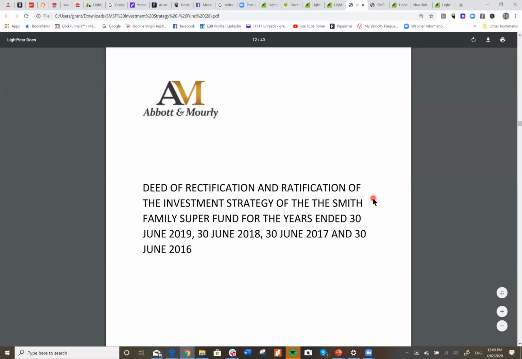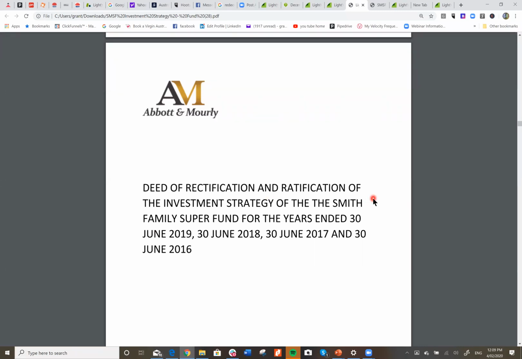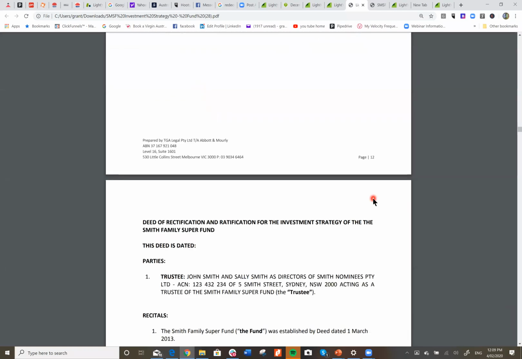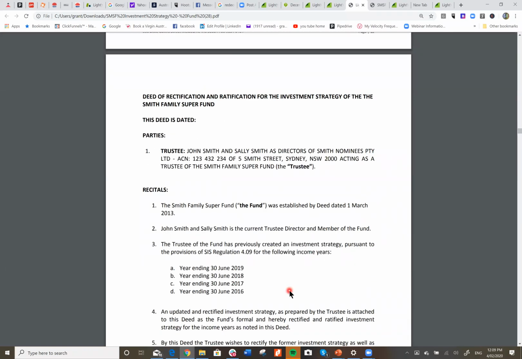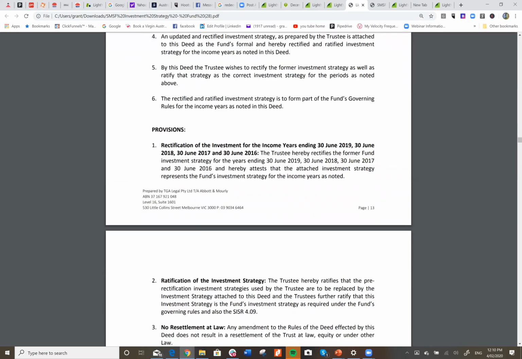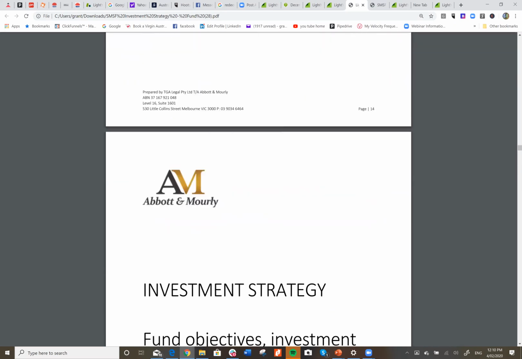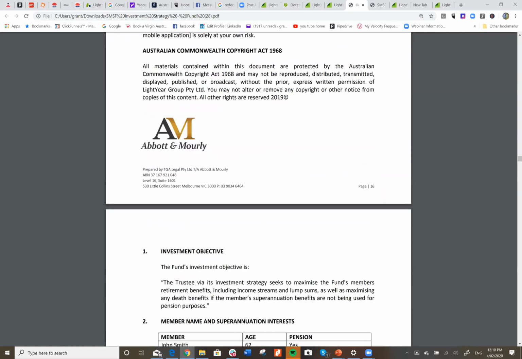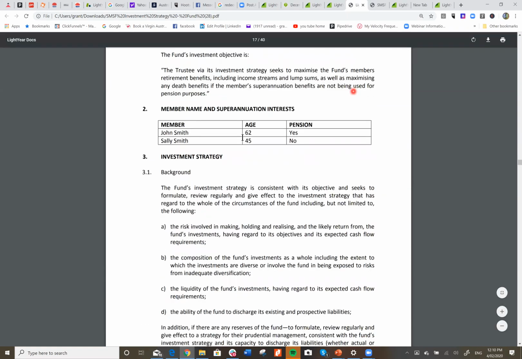For those of you who are unlimited, make sure you go through and do this so you really have an understanding of what's going on. So effectively, we're going through all these years. We're saying that the investment strategy that's to pop up shortly is really going to take over those early years. So we've got the investment strategy there. You can see that's the objective. We've got John Smith, who's taking a pension. Sally Smith, no pension, but she's taking insurances.